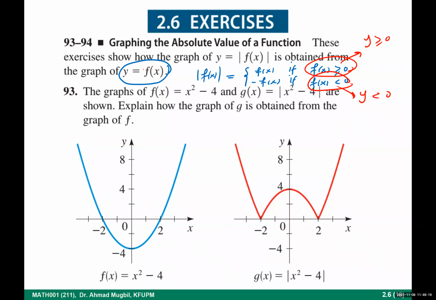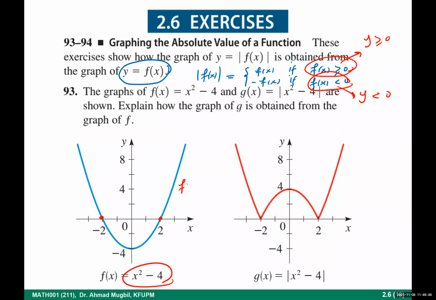Now, if y is greater than 0, which means when we are above the x-axis, keep the function as it is. When you are below the x-axis, multiply by negative, which means reflect in the x-axis. Here we are. This is the graph of x squared minus 4. You know, it is x squared shifted down 4 units. Now look at the graph of the absolute value of x squared minus 4. What happened?